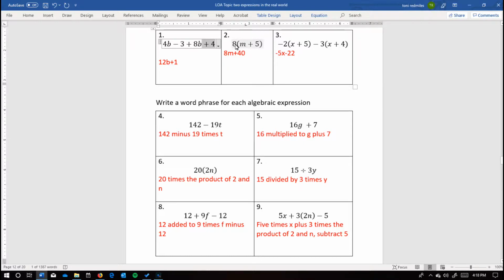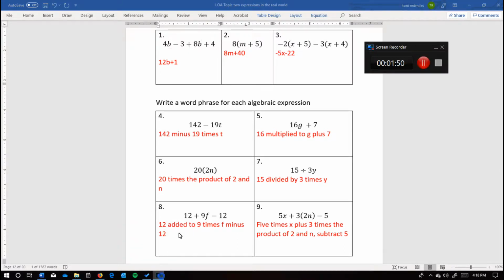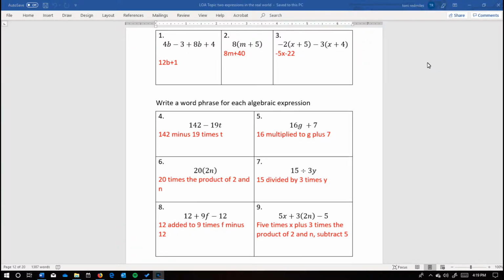We got to distribute this 8 through, so 8 times m is 8m. 8 times 5 is 40. And the last one's a big one. And this last one's more confusing, so I'm going to go ahead and do it. I'm going to distribute through the negative 2, so negative 2 times x plus negative 2 times 5. It's going to give me negative 2x plus a negative 10. Got to resolve these two, and the negative is going to win.